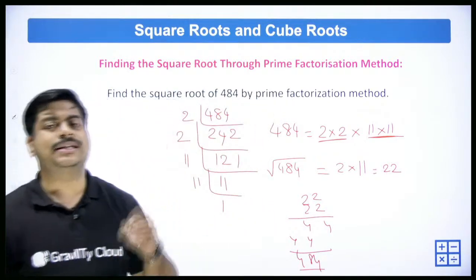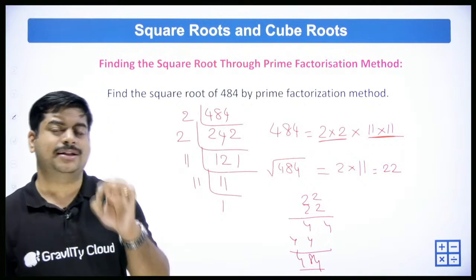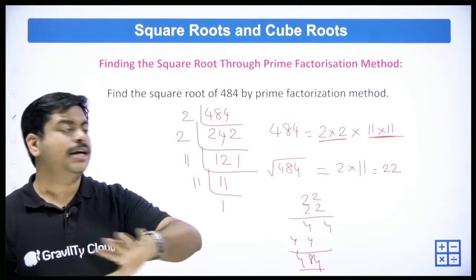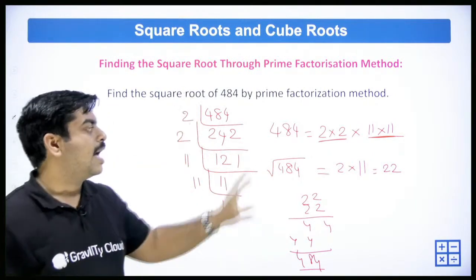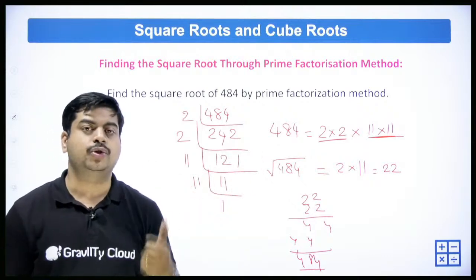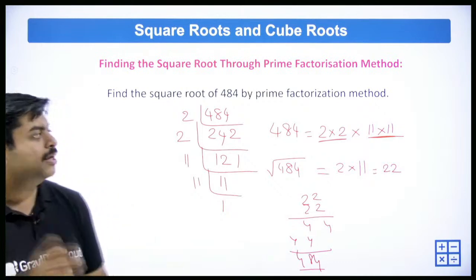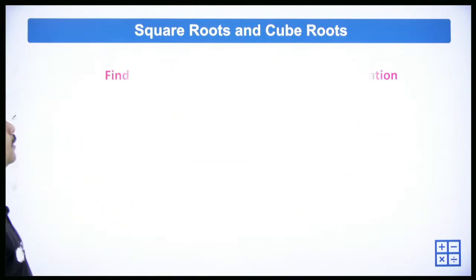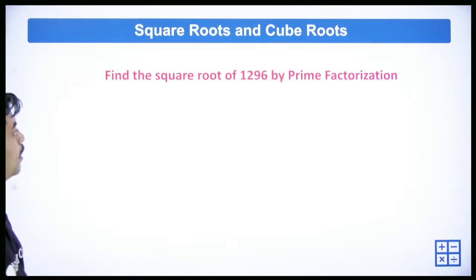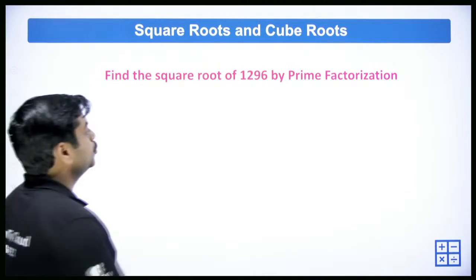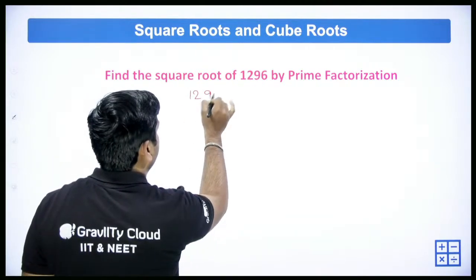So what is this method all about? The prime factorization method is a very easy method. You just need to find the prime factors, group them into pairs, and pick up one from each pair. Moving forward to the next question: find the square root of 1296 by the prime factorization method. So 1296, let's try to divide with 2.